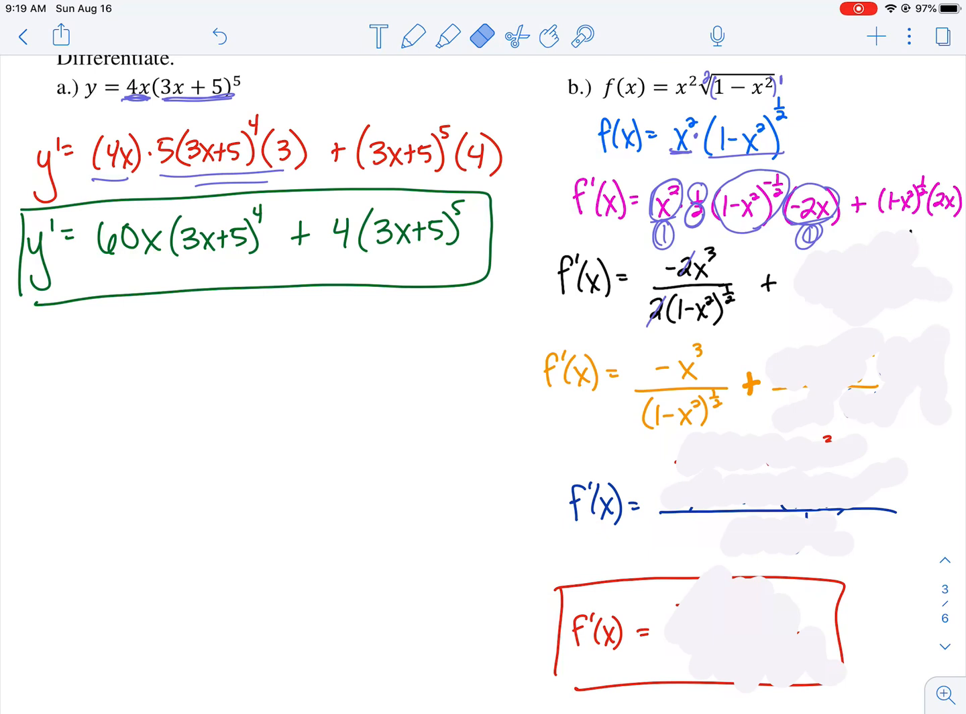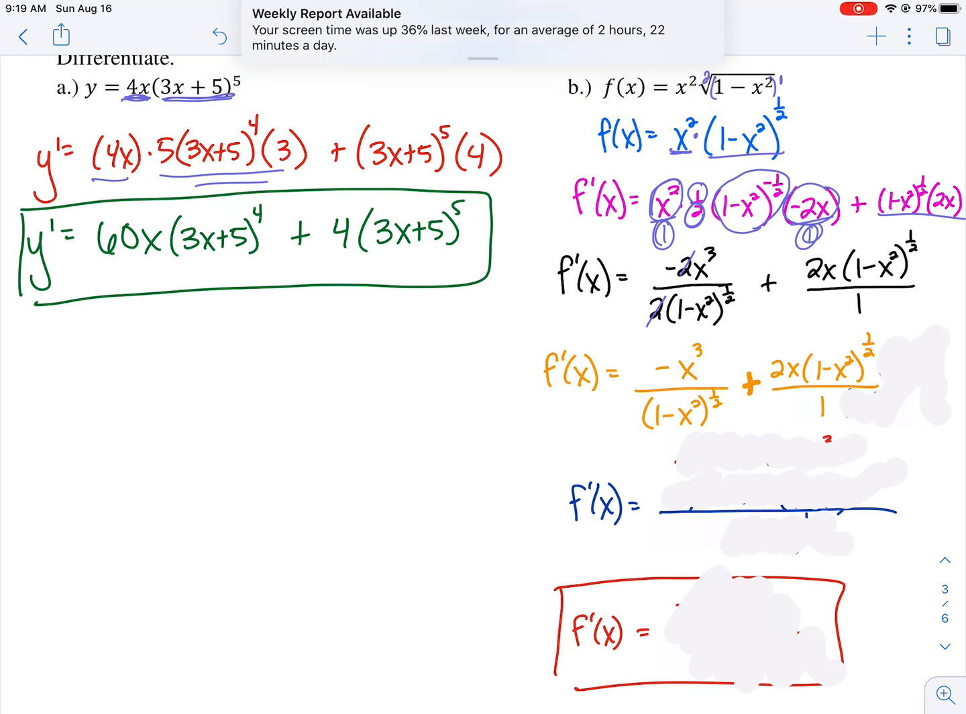Now let's look at our second term over here. It looks like I have positive exponents already. I have a 2x on the top along with that 1 minus x squared to the 1/2 power. My denominator is really just a 1. So it looks like this. Now I want to add these fractions together.